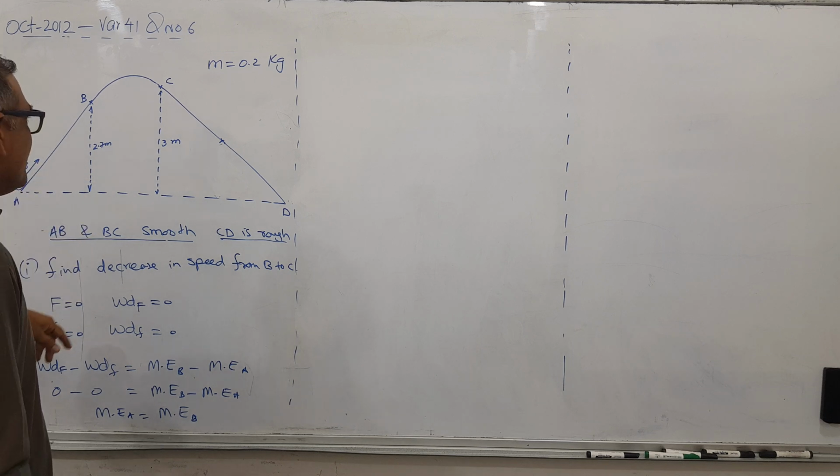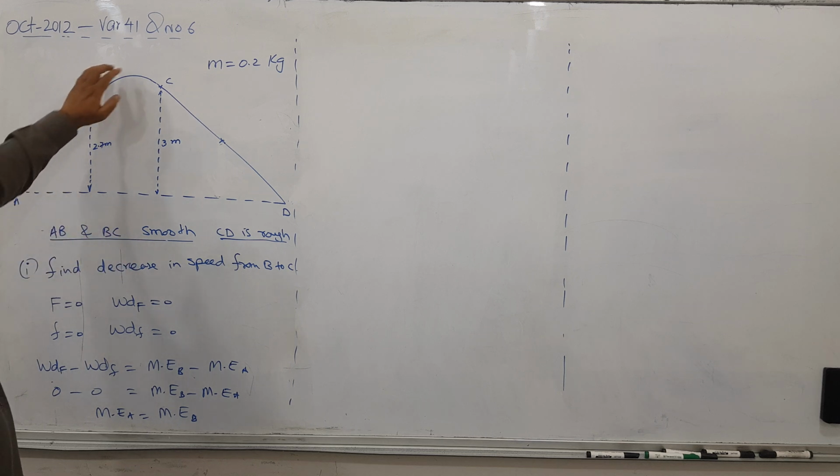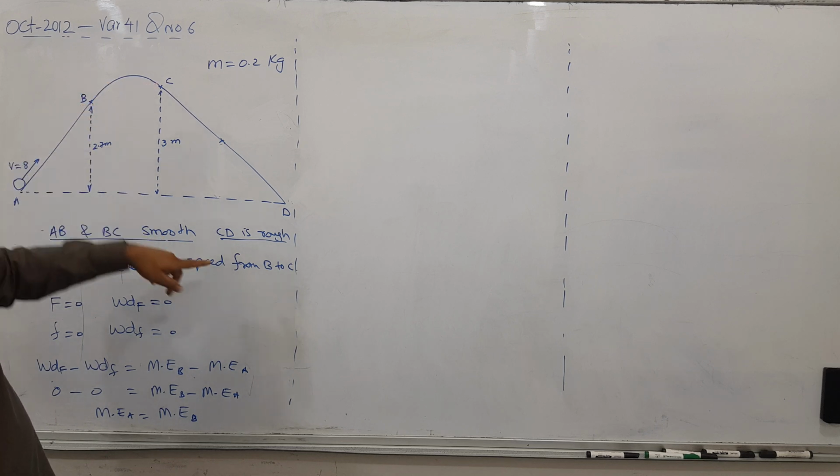This is October 12, 41 variant, question number 6. The topic is work, power, energy. A particle of mass 0.2 starts from here with a speed of 8 and is thrown like this, going this way. The surface B to C is rough, and the rest is smooth. Find the decrease in speed from B to C. So what speed here and what speed here, it's a difference.